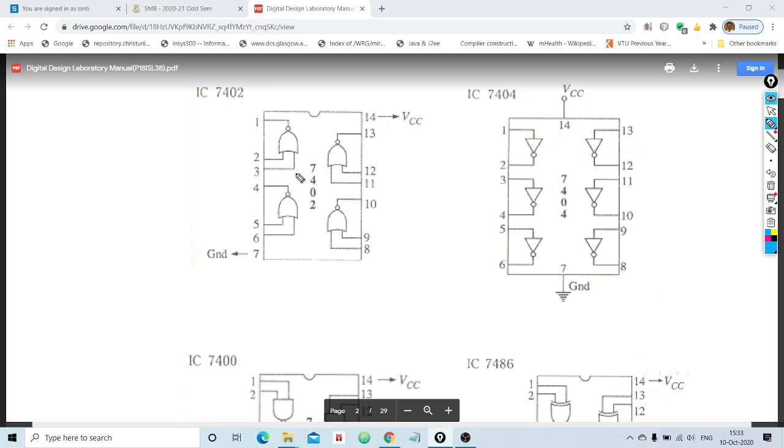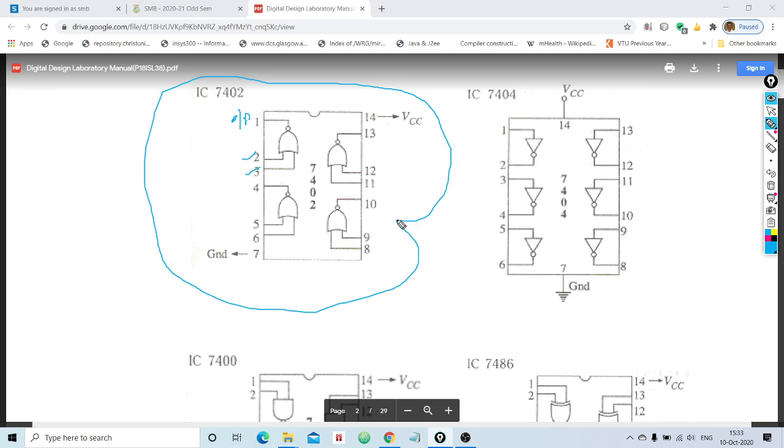In case of NOR gate, once again it is a 14 pin IC, but see here, look at the direction. The pin number 2 and 3 here, it act like an input pins, and pin number 1 will act like an output pin. Clear? Similarly, 5 and 6 are input pin, 4 output pin, 8, 9 are input pin, 10 output pin, 11, 12 are input pin, 13 output pin. So one IC will have 4 NOR gates.